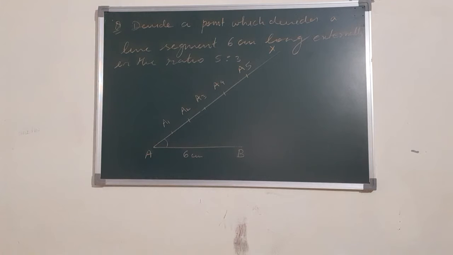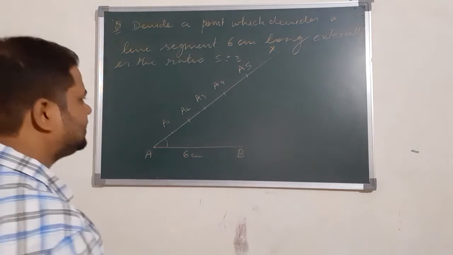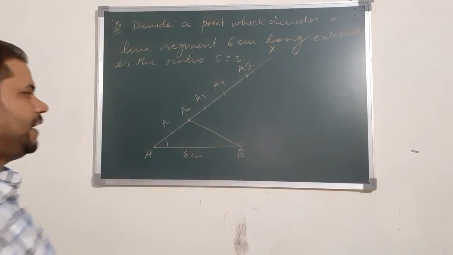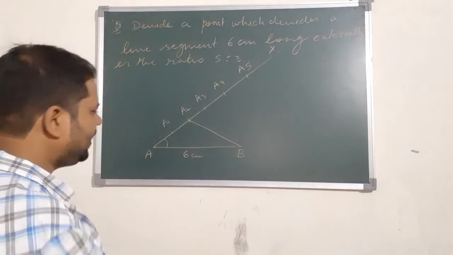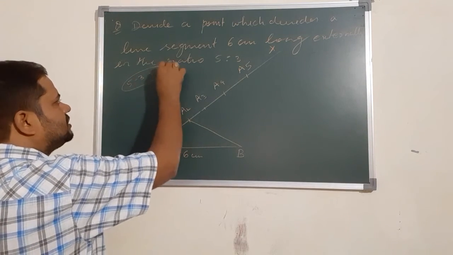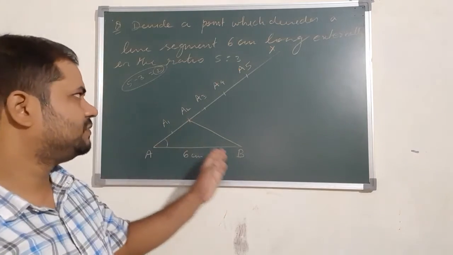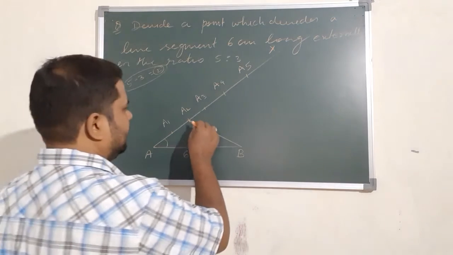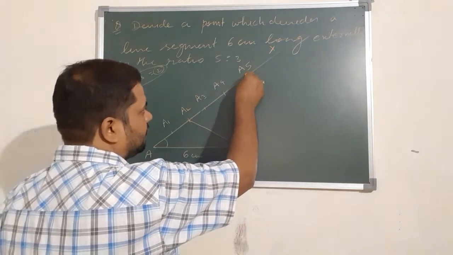Join the point A3, that is 5 minus 3 is 2, the second point, A2, with end point B. And also draw a line parallel to A2B from A5.